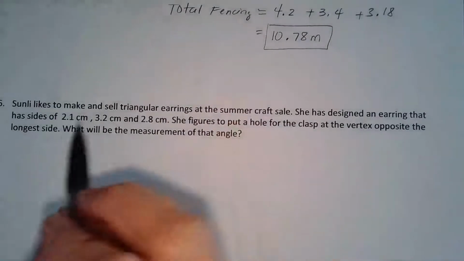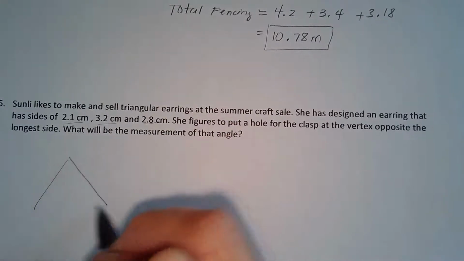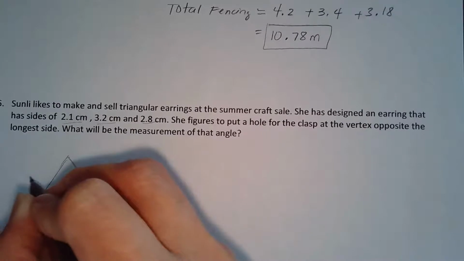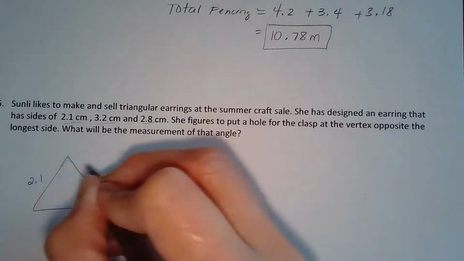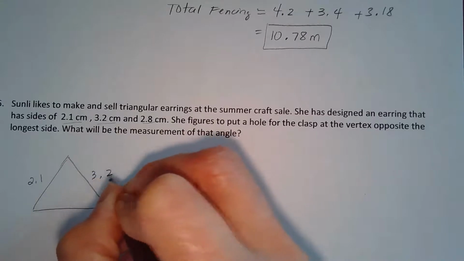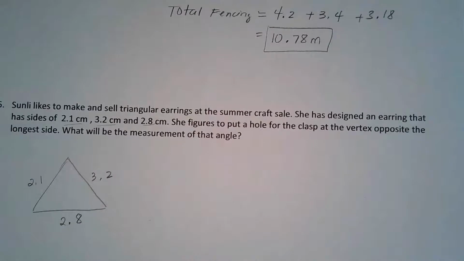Okay, so interesting because it's a triangle. So they're just telling us the sides. So it's 2.1, 3.2, 2.8. Doesn't matter. Okay, so those are the 3 sides.